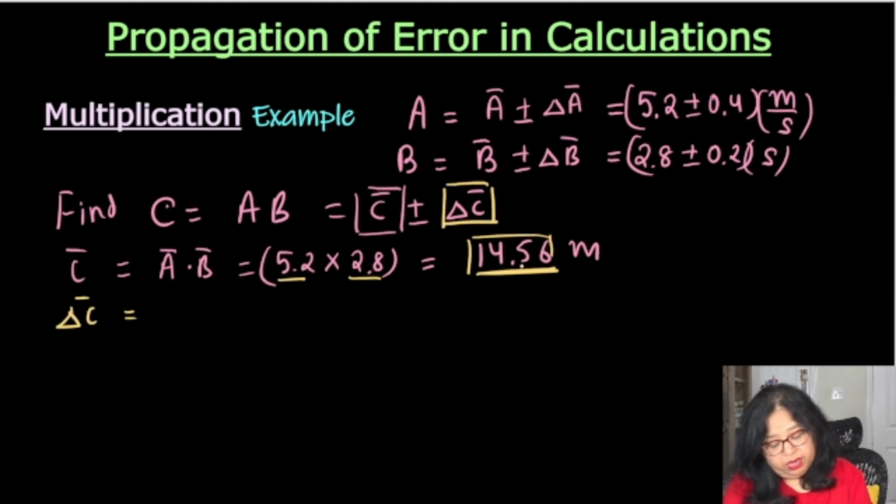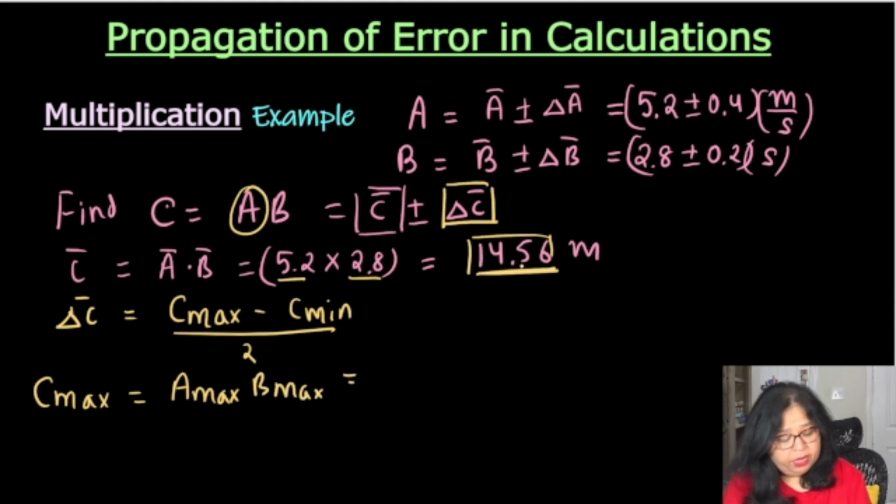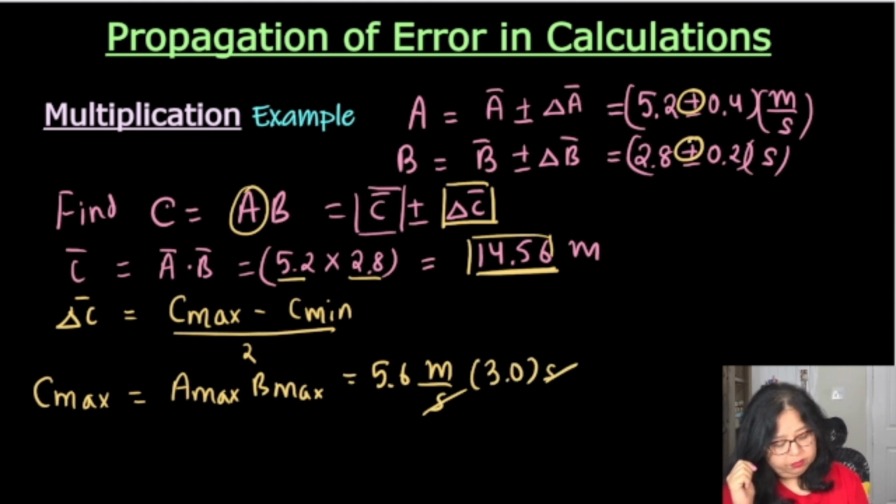For this, once again, find the range of C: C max minus C min, divided by 2. When will you get C max? When A is maximum and so is B. When is A maximum? When you have this plus sign. 5.2 plus 0.4 is 5.6 meters per second. When is B maximum? When you have this plus sign. 2.8 plus 0.2 is 3.0 seconds. So seconds cancel out.